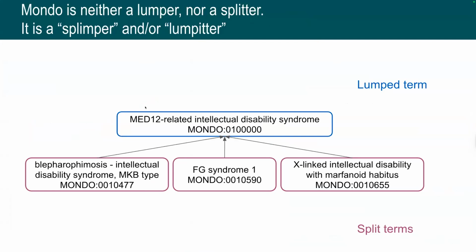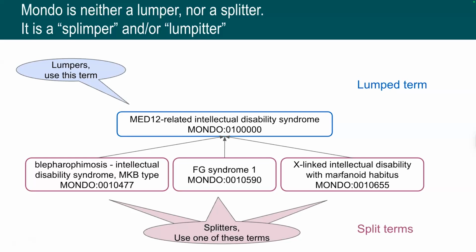So in this example of MED12, we have a higher level term that is the lump term, MED12 related intellectual disability syndrome. And as ontological children or subclass of this more general term, we will have all the individual diseases or terms. So you have the split terms here, and if you are in a community where you think of this disease as my disease entity that I want to annotate to, then you can use this term. If you are in a community where you need to make the distinction between those three diseases, then you can use any of those terms. So in Mondo, you will find all the split terms and the lump term.